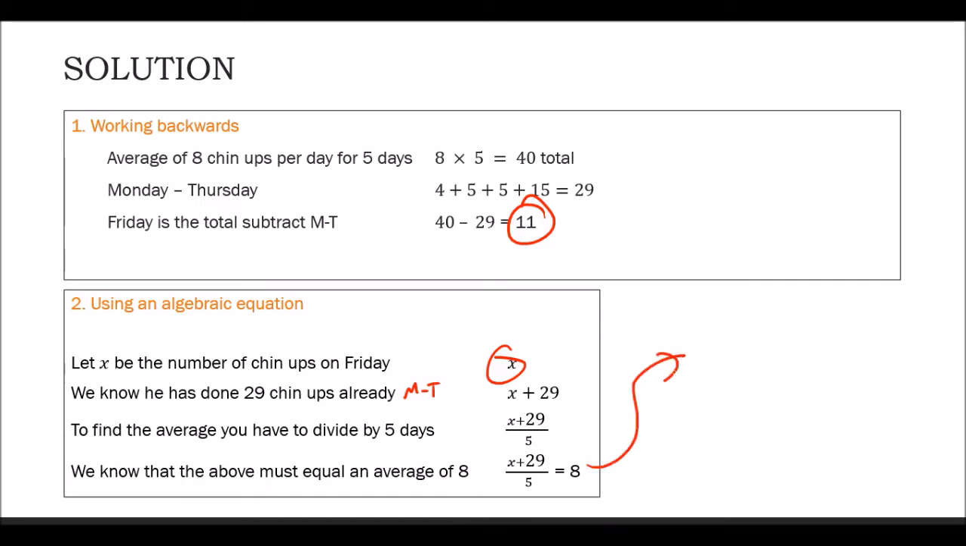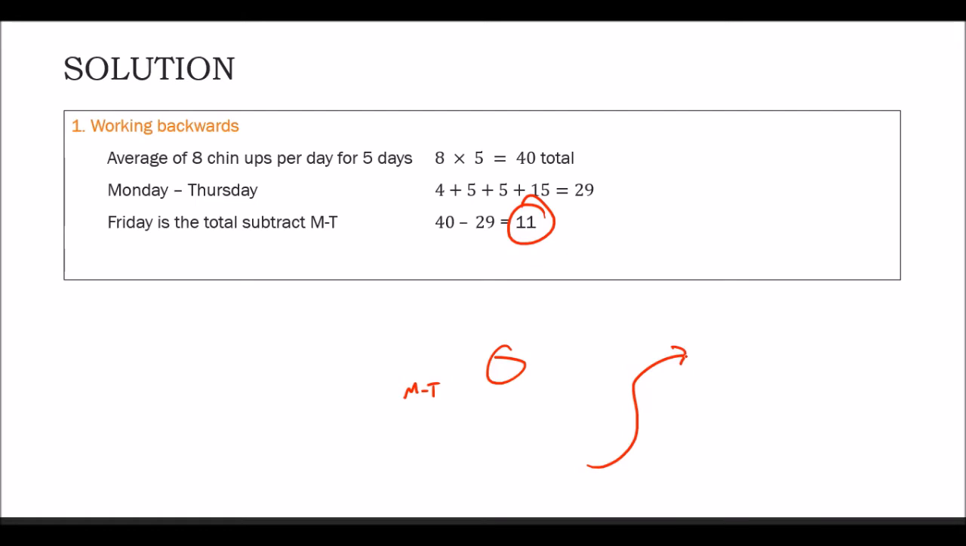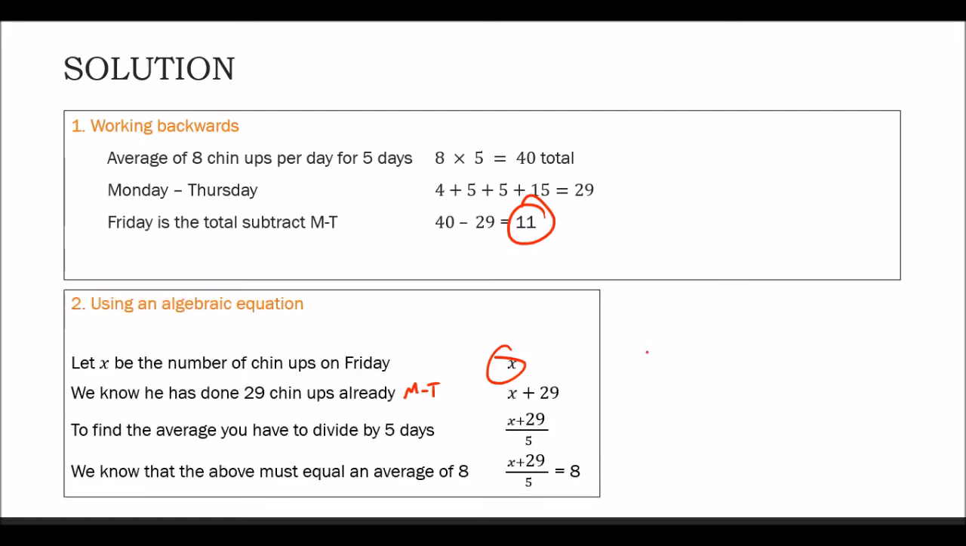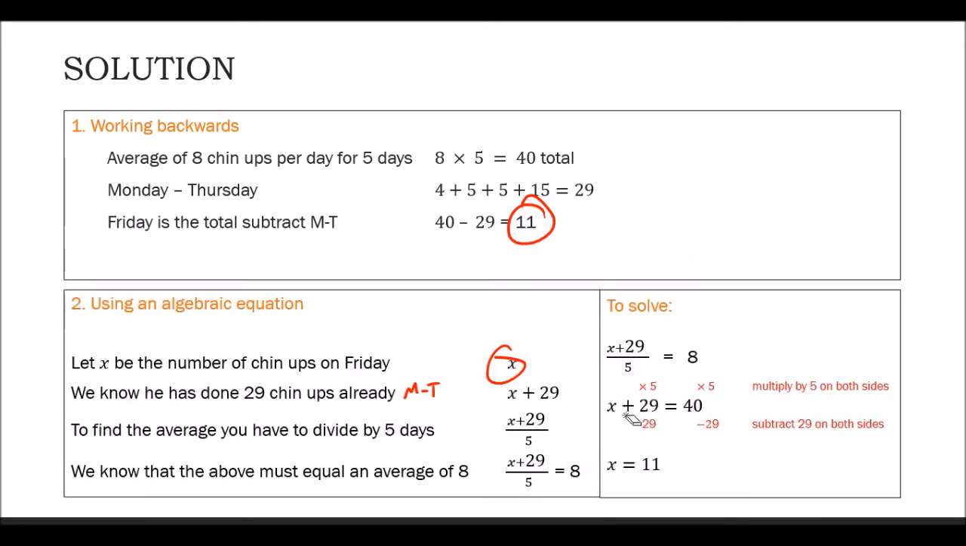And then if we wanted to solve it, now again, this is going ahead a little bit. To solve it, that 5 gets moved across and becomes times. Then you're left with x plus 29 equals 40, and then from there, that 29 becomes a minus 29, so you're left with x equals 11. So, same answer.